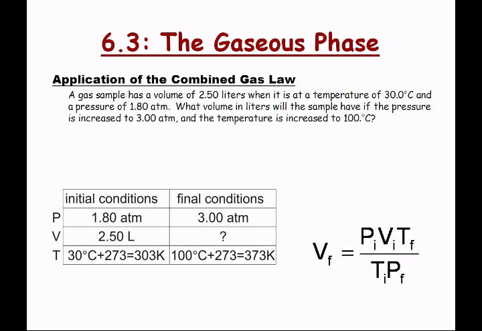So here's an example of using the combined gas law. It says a gas sample has a volume of 2.50 liters when it's at a temperature of 30 degrees Celsius and a pressure of 1.80 atm. So let's write down all that stuff. The volume, so that's going to be Vi, equals 2.50 liters, when it has a temperature of 30 degrees Celsius.